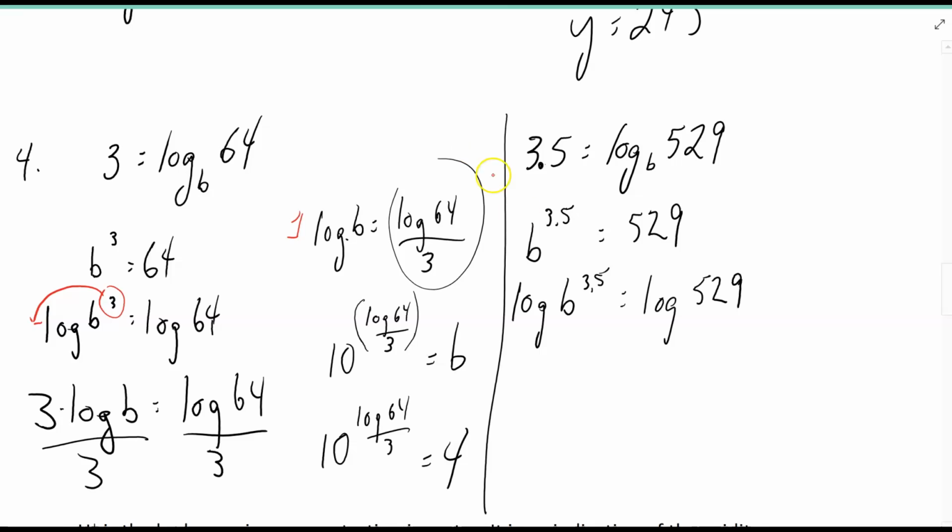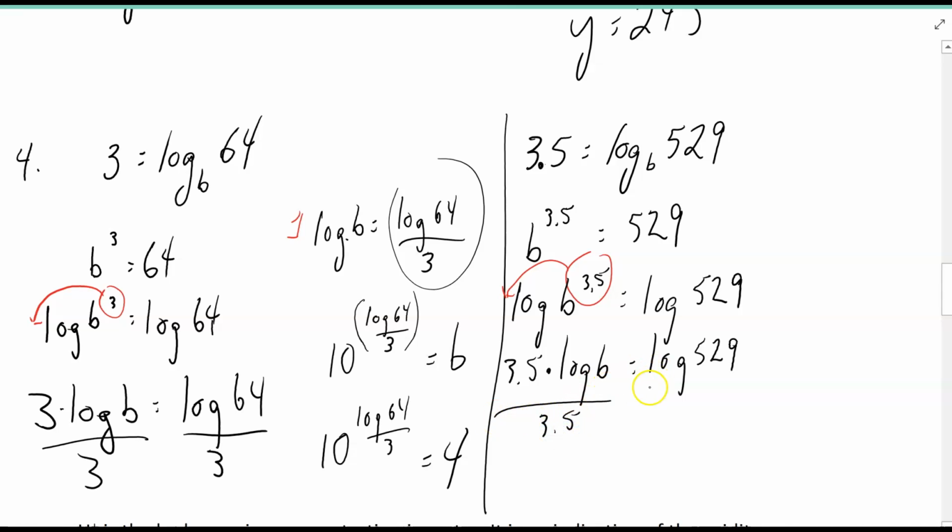Move this 3.5 in front. 3.5 times log b equals log 529. Divide both sides by 3.5 to get coefficient 1. So we get log b equals log 529 over 3.5. Now that it's coefficient 1, we can change back to exponential form.